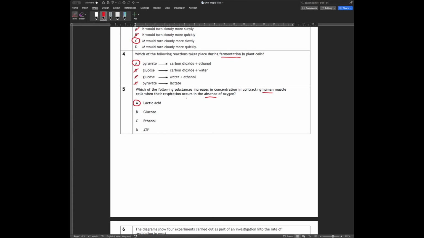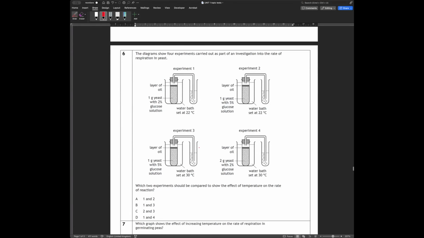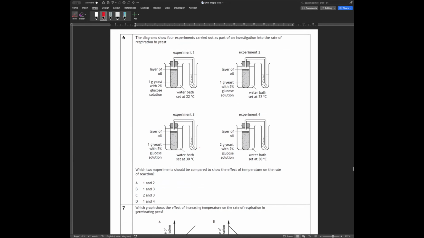So when there's an absence of oxygen in human muscle cells, they produce lactic acid or lactate. Okay, number 6, we've got an experiment set up here. What's this looking at? Investigating the rate of respiration in yeast. Okay. Which 2 experiments should be compared to show the effect of temperature on the rate of reaction?